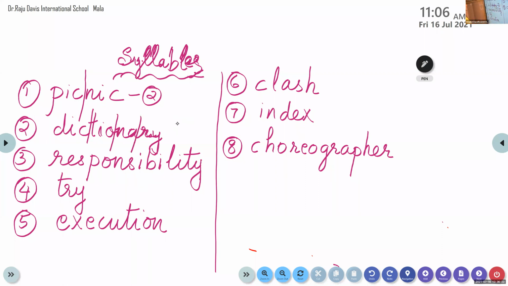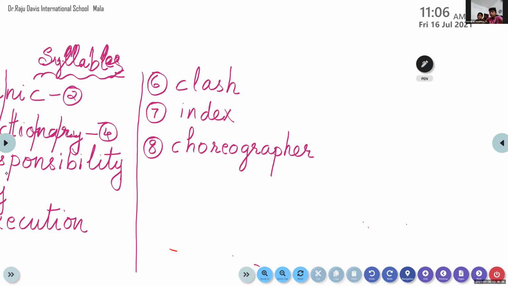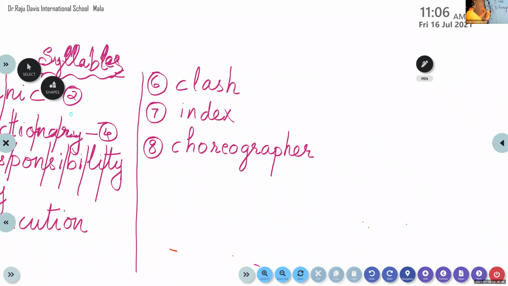And what about the third word? Ma'am, 6 syllables. Exactly. Very good. How? Responsibility. Responsibility. You can very well make it out. It's very easy to find out the number of syllables because of the way we pronounce it.